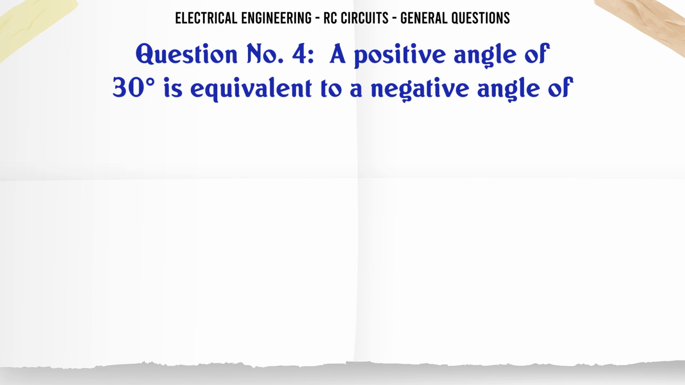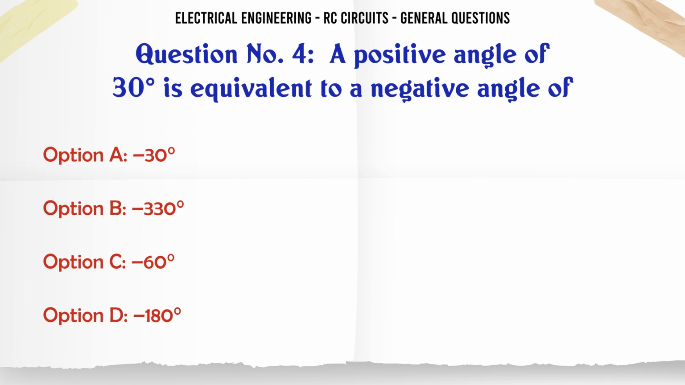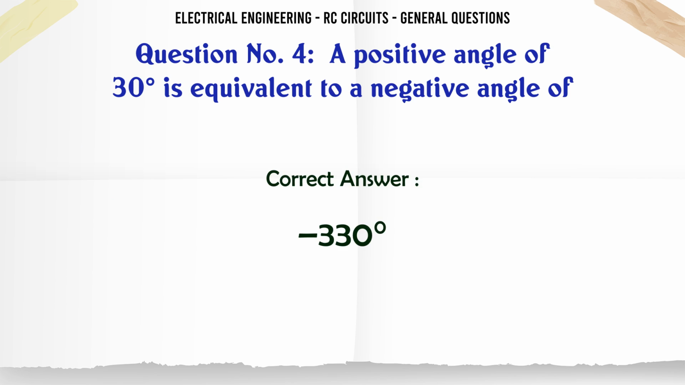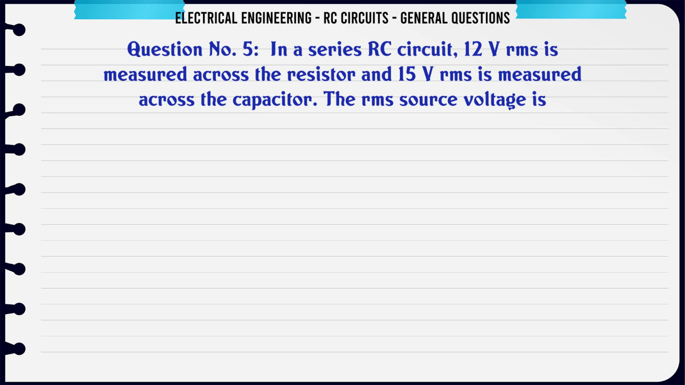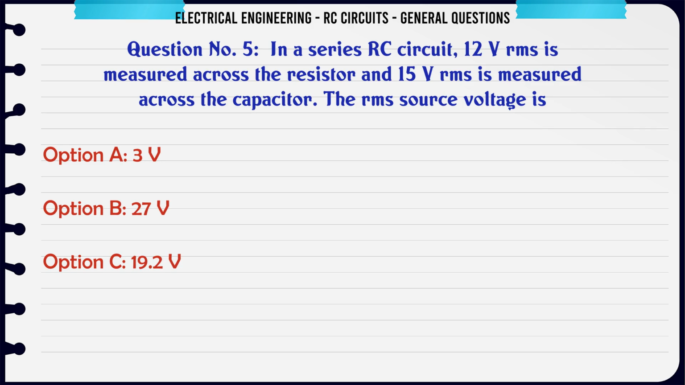A positive angle of 30° is equivalent to a negative angle of A) 30°, B) 330°, C) 60°, D) 180°. The correct answer is 330°.